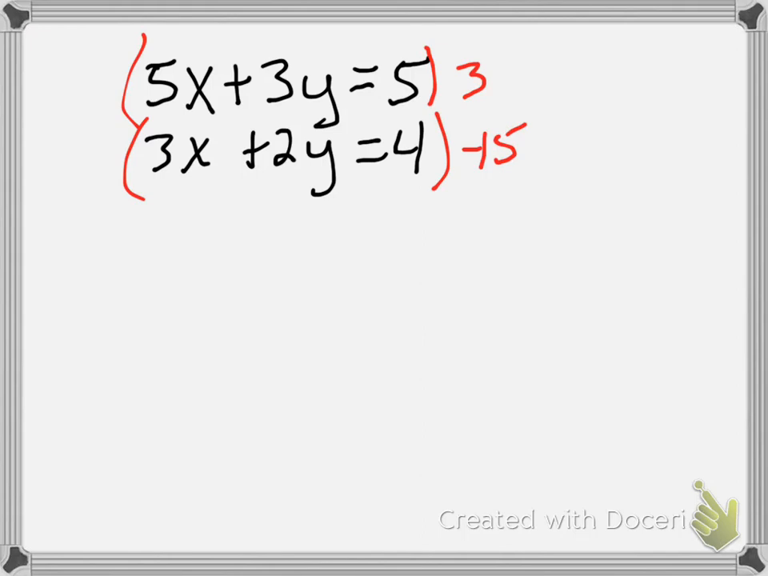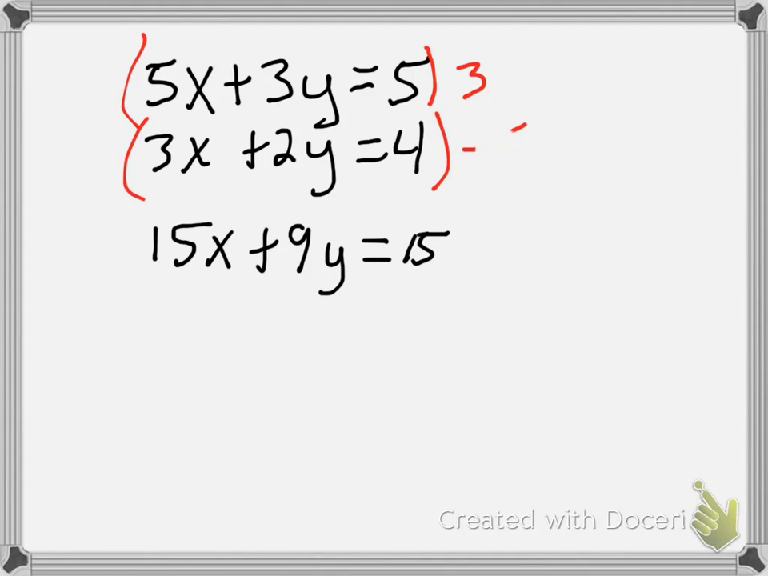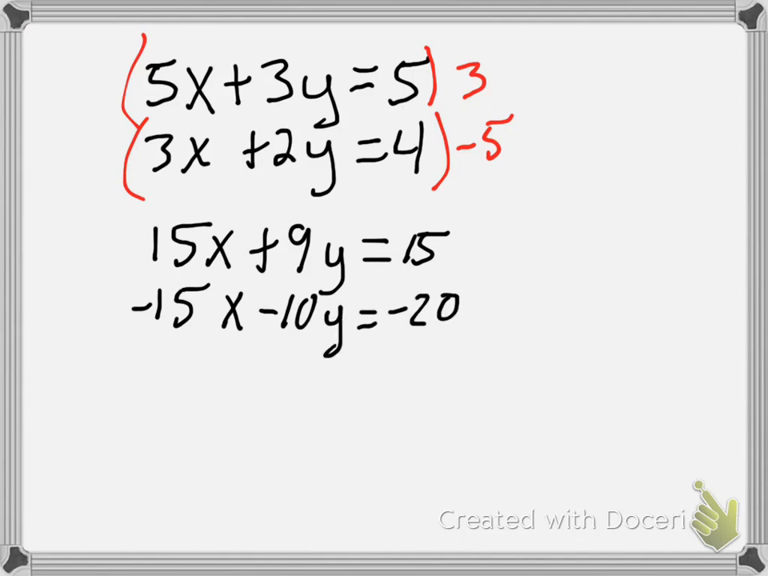Okay, so this will give us 15x for our top equation, plus 9y equals 15. My bottom equation would be, oh, sorry, I just realized I did something in here. This should have been a negative 5. I was already thinking about what number it was going to multiply to. I'm sorry. Multiplying the bottom equation by negative 5, which would give us negative 15x and negative 10y and negative 20.